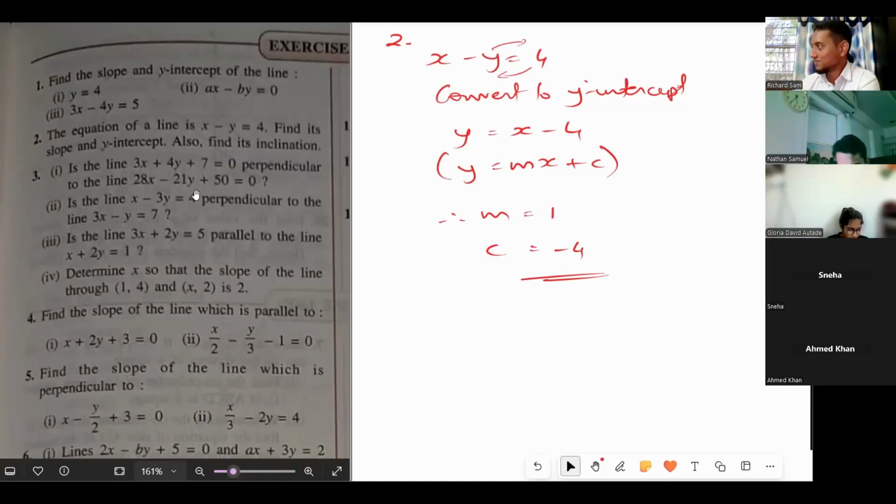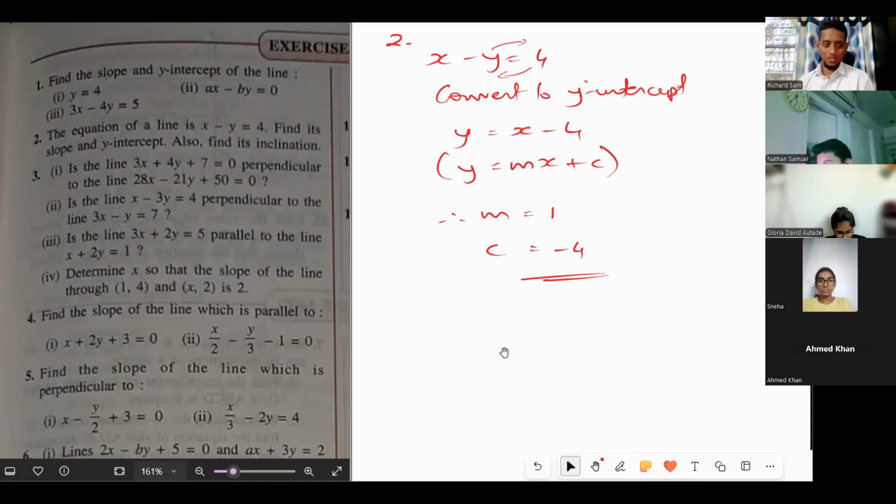Tell me, Aman, find m. How? y is equal to x minus 1. But what is x1, y1? We don't have those values. We don't have any points. How will you find the slope? Formula, which formula? y minus y1, what is y1? We don't have any point. y1 is a point, and we don't have a point.